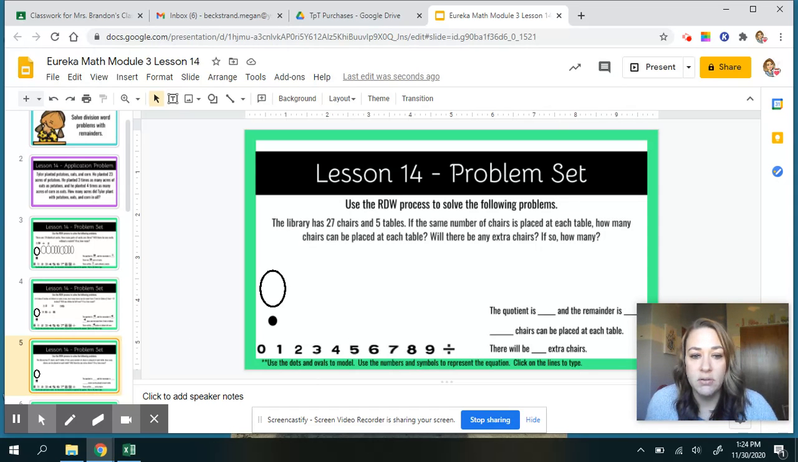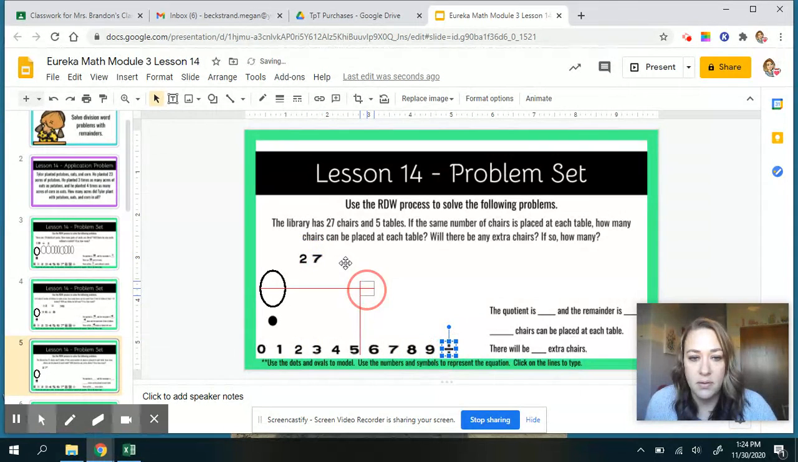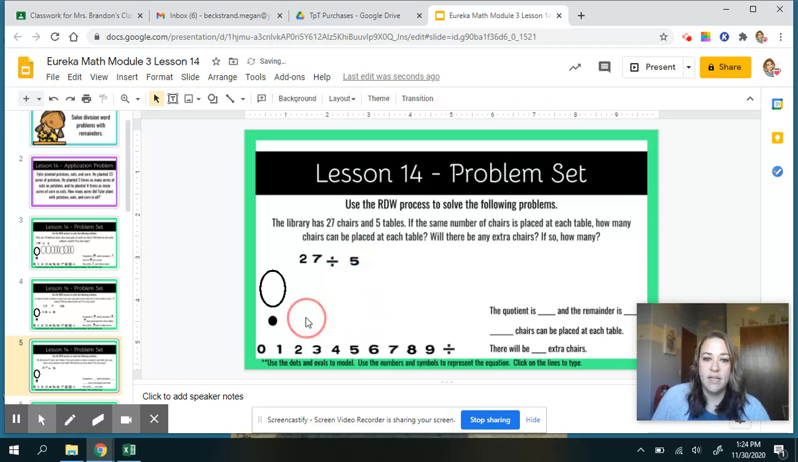Come on, cursor. Sometimes my mouse is there and then it's not. So we're going to be taking 27 divided by 5. Okay, so I have 27 total chairs. I'm breaking those up between the 5 tables. So my groups are going to be groups of 5. How many groups of 5 can I make if I have 27?